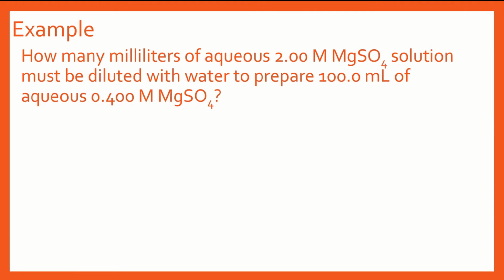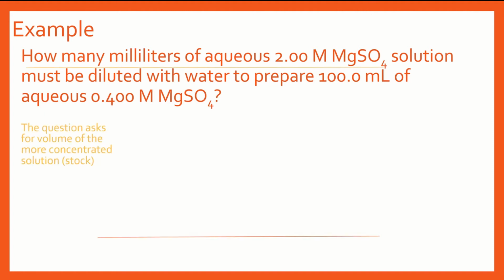So let's take a look at an example. How many milliliters of aqueous 2 molar magnesium sulfate solution must be diluted with water to prepare 100 milliliters of aqueous 0.4 molar magnesium sulfate? Okay, well, they're asking for how many milliliters of our more concentrated solution. Notice how 2 molar is more concentrated than the other molarity, 0.4 molar. So they're asking for how much of our stock solution we're going to need. So that's what we're going to start with: question mark milliliters stock solution.